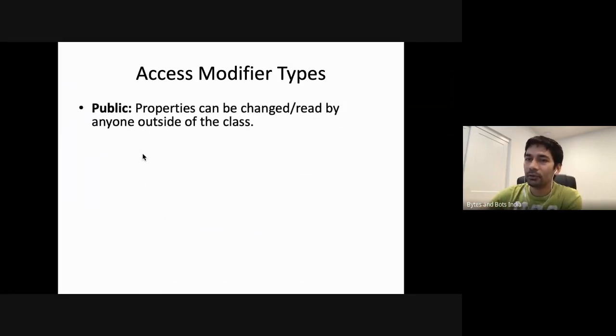So there are four of them. First is public, properties that can be changed, read by anyone outside the class. So we were seeing how we were doing Joe dot first name, and we could assign any value to it. Because it was not public, but public would have let us do that.